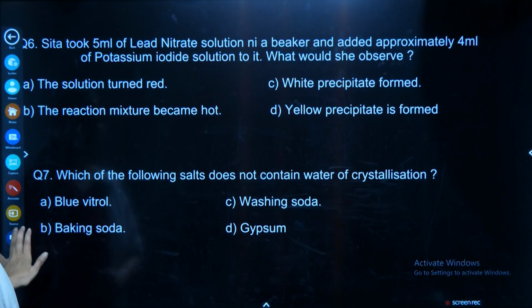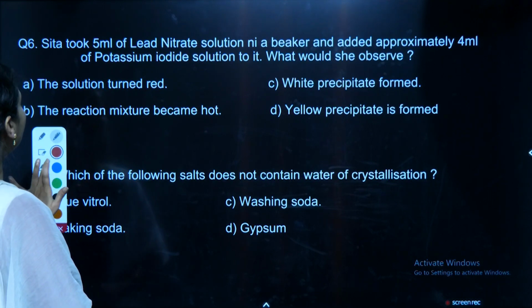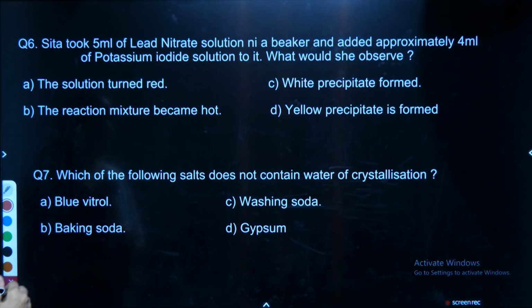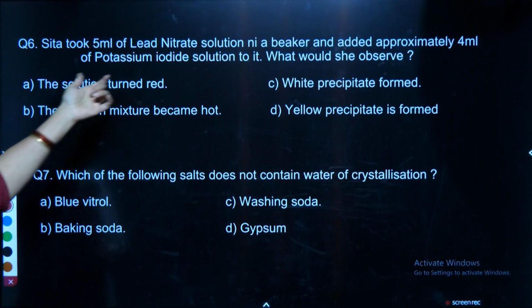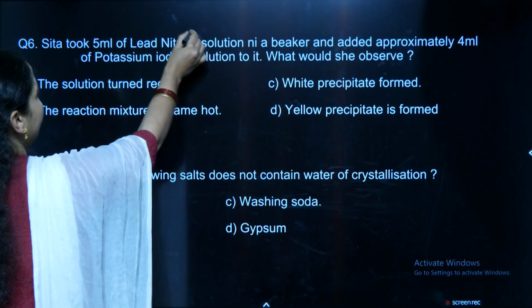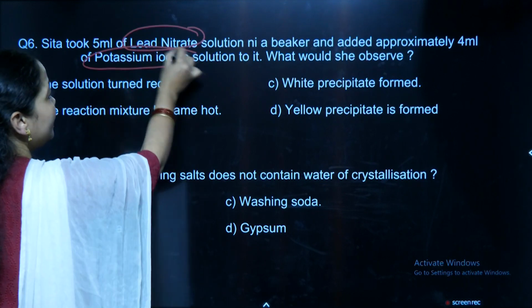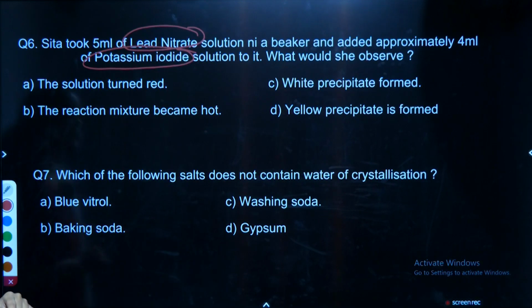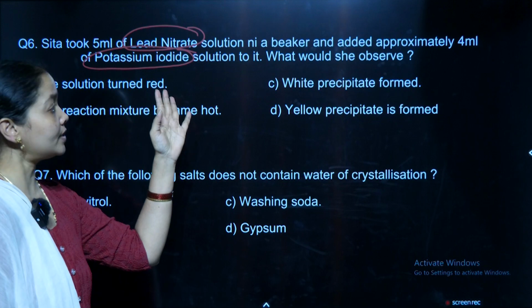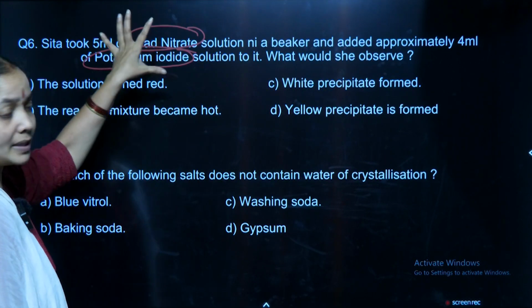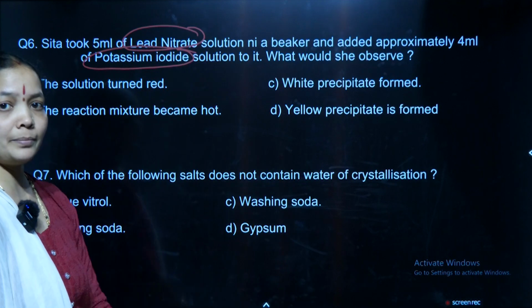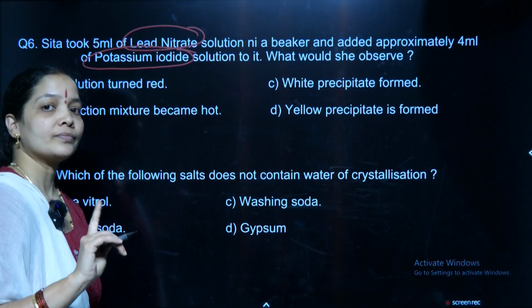In the sixth question, they are asking us to figure out: Sita took 5 ml of lead nitrate solution in a beaker and added approximately 4 ml of potassium iodide. If I see lead nitrate and potassium iodide, it will be a double displacement reaction and it's a form of precipitate reaction. What would she observe? It's obviously a precipitate reaction, so a precipitate will be formed. That is one thing that you have to judge.